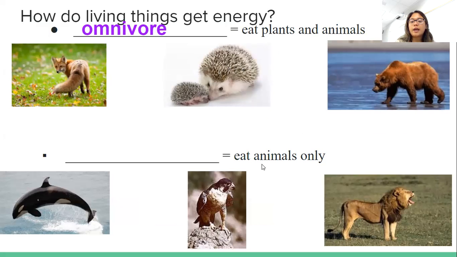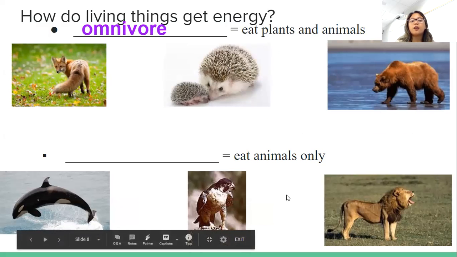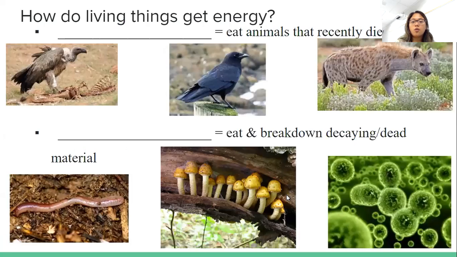Organisms that eat only other animals are called carnivores. And organisms that eat things that have recently died, maybe from a disease, age, or maybe another organism hunted them and they're getting the leftovers, are called scavengers. So they're not necessarily doing the hunting, eating, and killing. They kind of just wait around for the leftovers.